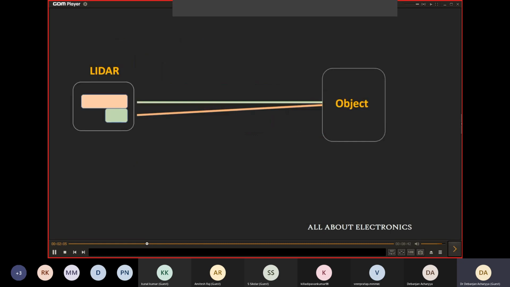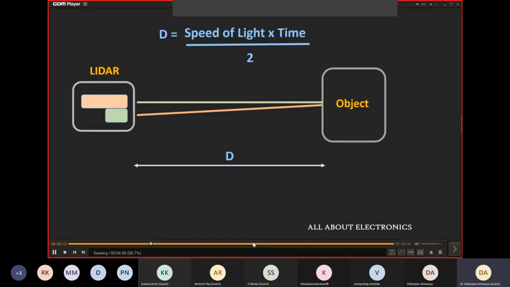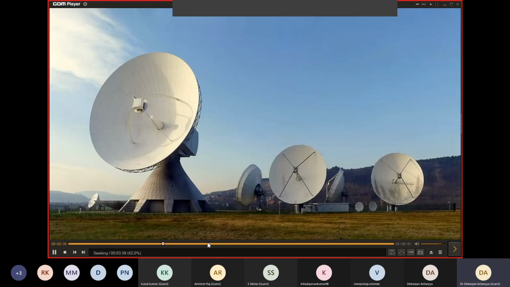So let us say the distance between the lidar system and the object is capital D. If we know the timing difference between the arrival and the transmitted pulse, then using simple mathematics, we can calculate the distance between the lidar system and the object. Here, the velocity of the transmitted light pulse will be the speed of light. This is the basic principle of how every lidar system works. Even the radar system works on the same principle, that is, the time of flight principle.